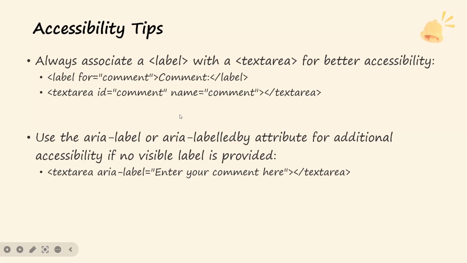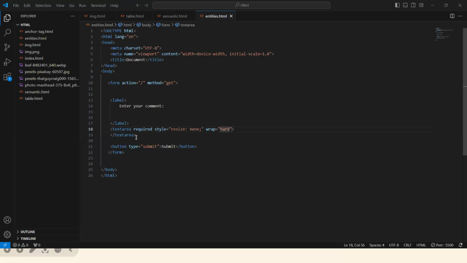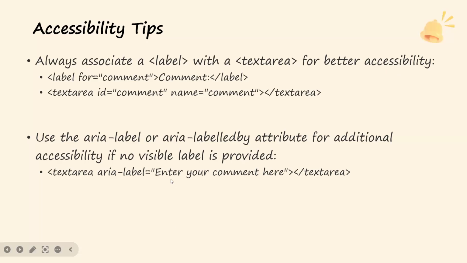Accessibility tips. Always associate a label with a text area for better accessibility, always. So for us now, we'll have to take this text area back inside this label so that it has this implicit association, okay? So use the aria-label or aria-labelledby attribute for additional accessibility. We will talk about aria-label and aria-labelledby when we talk about accessibility. It is advisable that you use them for accessibility, but we don't understand it yet. When we talk about accessibility, we are going to explain what they mean, okay?